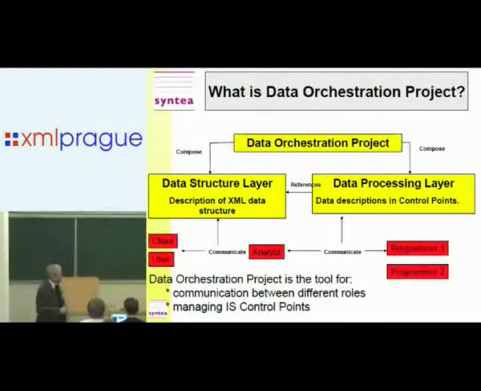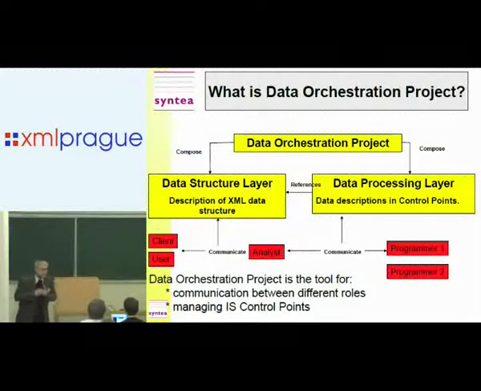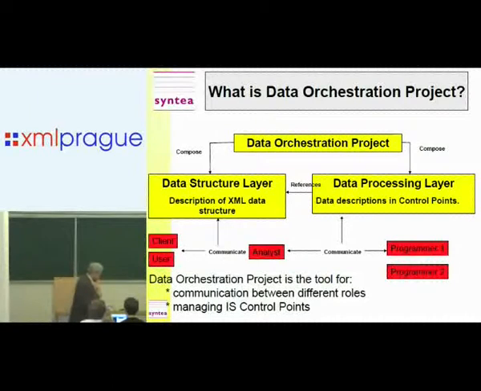And what is the data orchestration project? For us it is a tool that enables us to share the communication between different roles. It means people that are working on the project: between the client and user and analyst, between the analyst and the architect, between the analyst and programmer. And it is a tool that keeps the consistency of the data descriptions of the whole project, and that exports the particular definitions to different control points of the system.